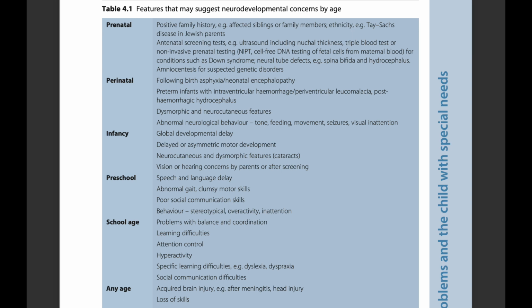neurocutaneous and dysmorphic features, cataracts; vision or hearing concerns by parents or after screening; preschool: speech and language delay, abnormal gait, clumsy motor skills, poor social communication skills; behavior, stereotypical overactivity or inattention; school age: problems with balance and coordination, learning difficulties, attention control, hyperactivity; specific learning difficulties, for example, dyslexia and dyspraxia; social communication difficulties; or at any age, acquired brain injury, for example, after meningitis or head injury; and loss of skills.